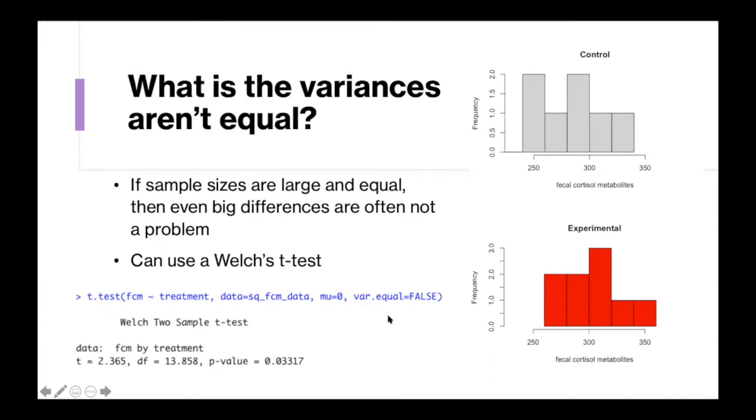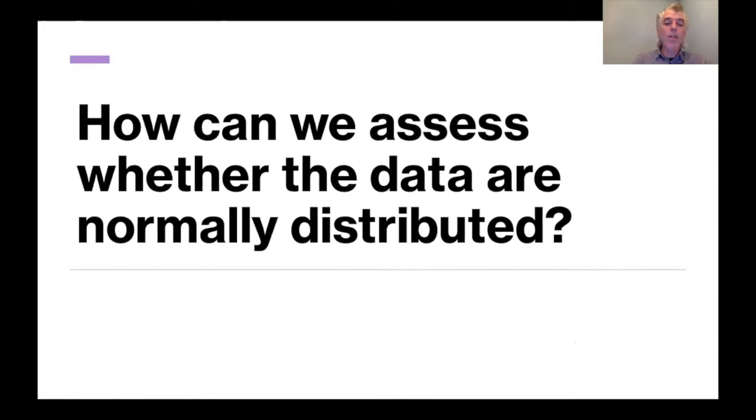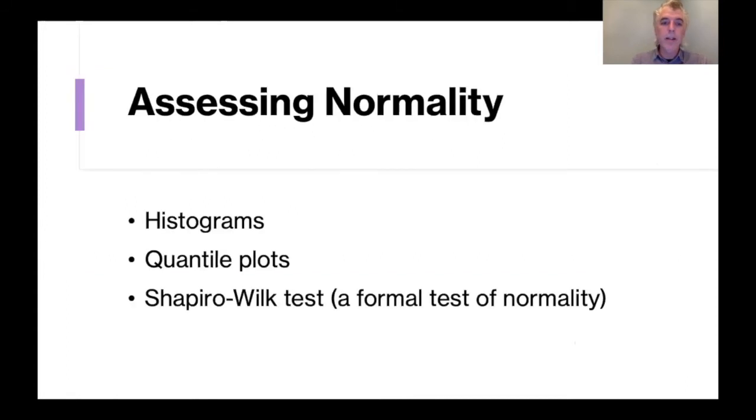So let's move on then to our second assumption about the observations in each of these samples being normally distributed. So how can we assess then whether the data in our sample are normally distributed? Well, there are three different ways that we can do this. The first is probably the most familiar to you, and that is by visualizing the data in a histogram. Another way that we can visualize the data to assess normality is using what are called quantile plots. And finally, a Shapiro-Wilk test provides us with a formal test of normality for our observed sample.